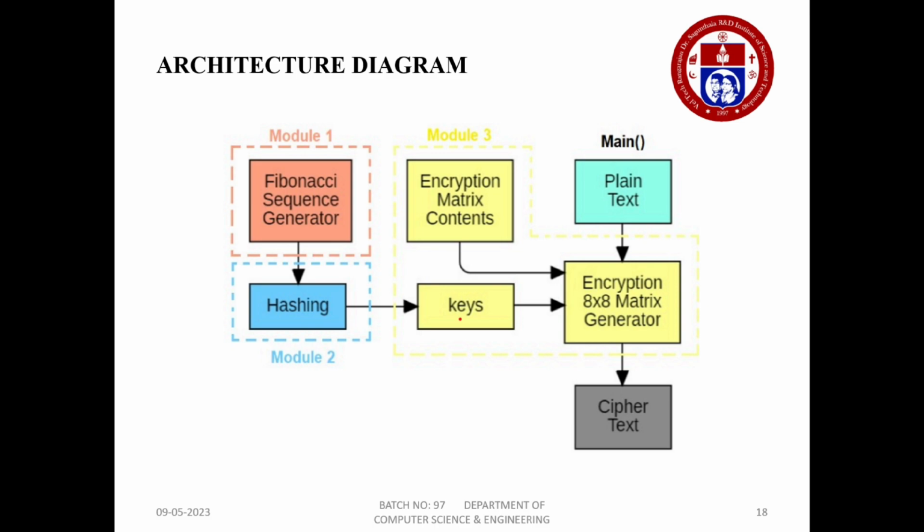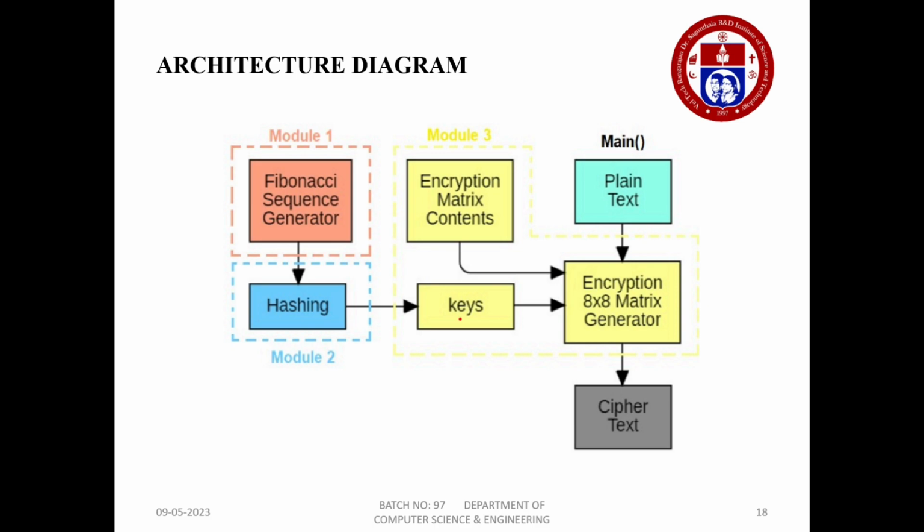First module contains Fibonacci sequence generator. This will generate the Fibonacci sequence, and then the Fibonacci sequence is hashed in module 2 to create our key. This key is sent to the third module, which will be used to create an 8x8 matrix for our encryption process.